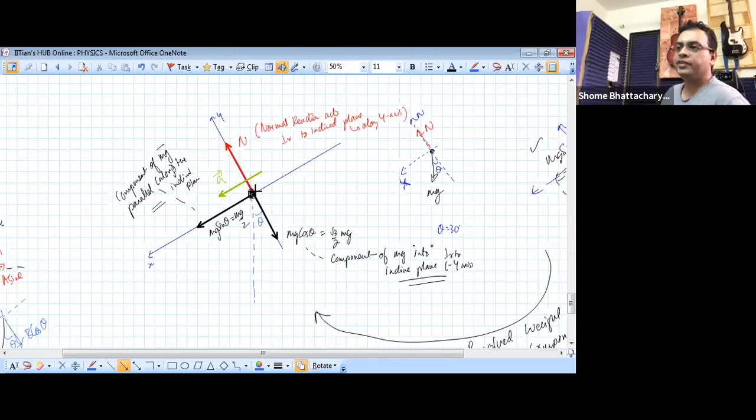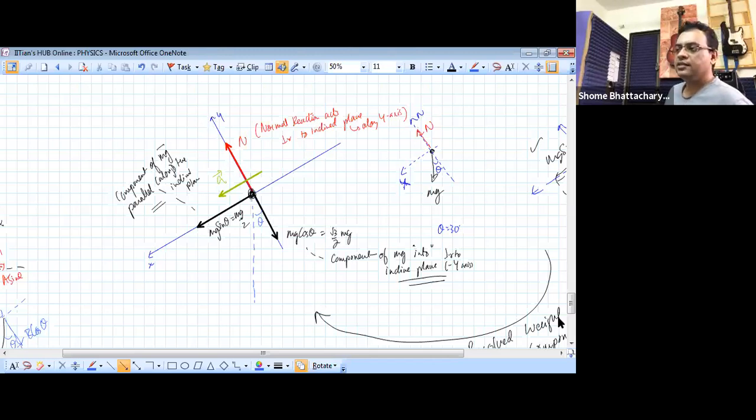So that component of weight which is along the inclined plane, that is the force that is pulling it down the inclined plane with acceleration. Whereas the other component which is just going into the inclined plane, that is just creating contact. That is pushing the particle or the body against the inclined plane. So inclined plane क्या कर रहा है उस पे equal and opposite ऐसा normal reaction.